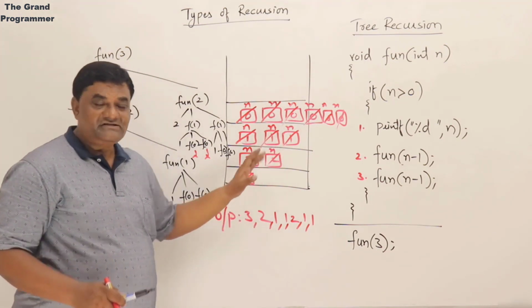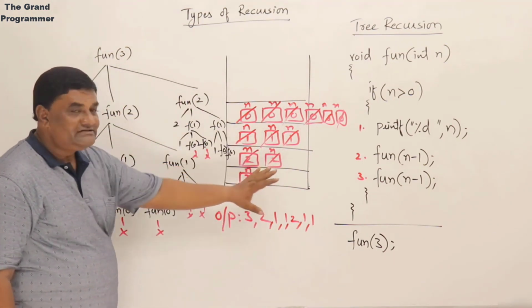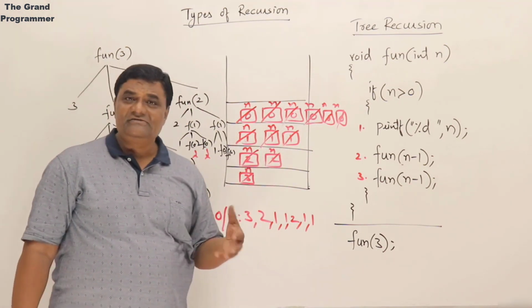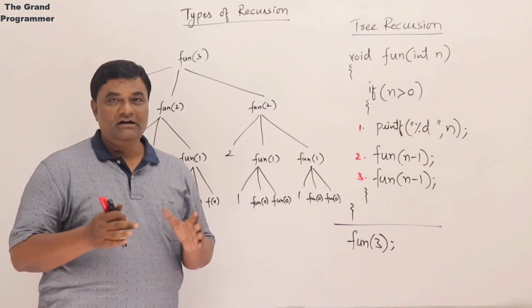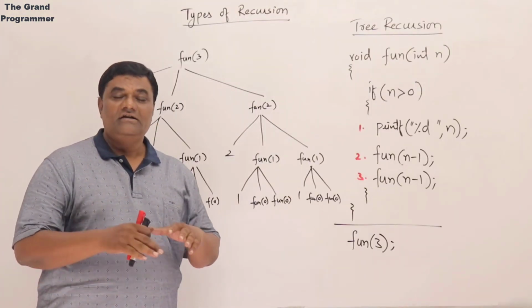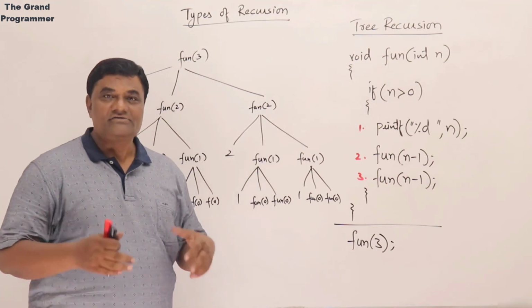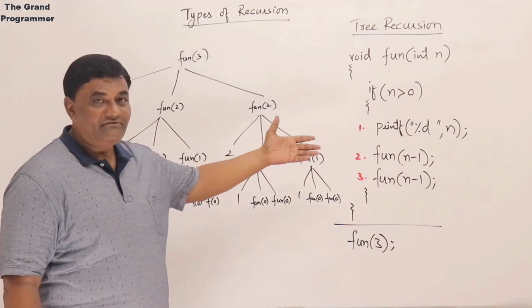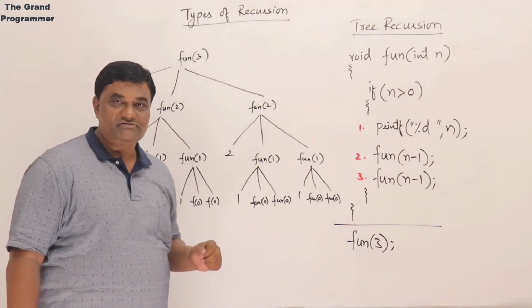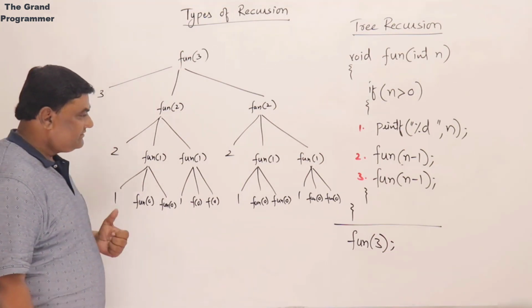Now I will remove this stack and redraw this tree once again, and we will analyze more on the tree. I have redrawn the tree once again. Let us analyze the tree, by which we can analyze the working of this recursive function. So here is a tree.